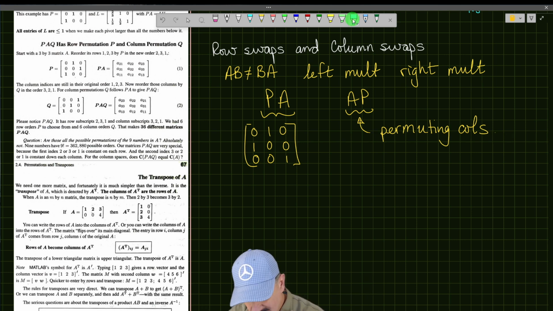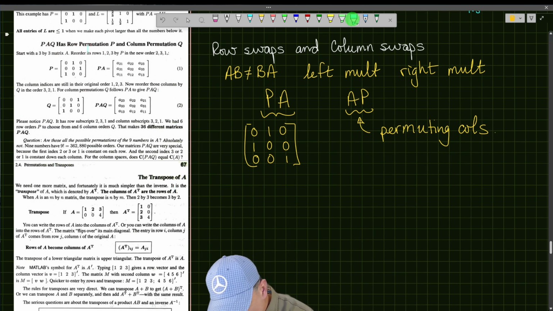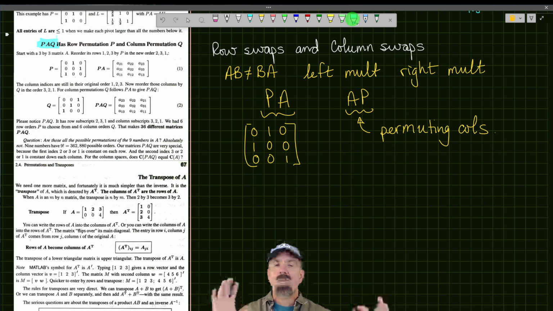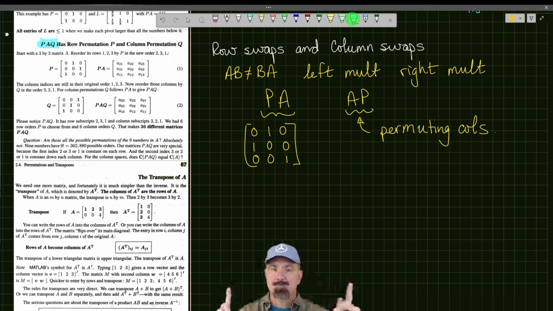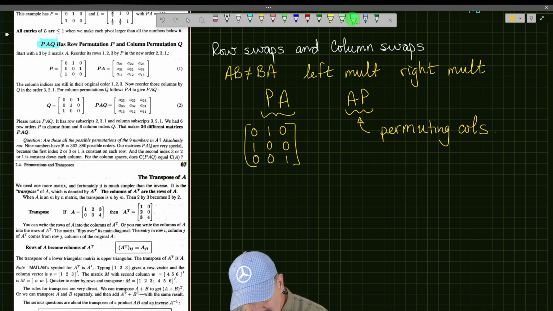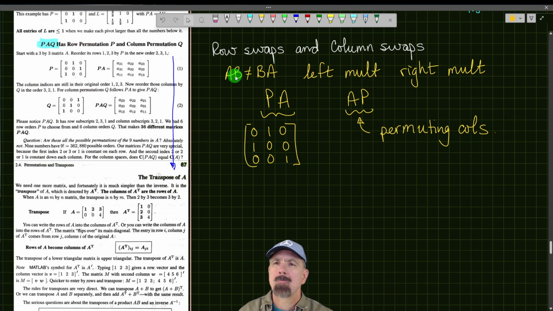And so that's what he's referencing when he talks about taking a look at what he calls PAQ. Both P and Q for him are permutation matrices. Multiplication on the left is swapping rows. Multiplication on the right by Q is swapping columns. And that's the conversation that he's having through here. Take a look at those examples.